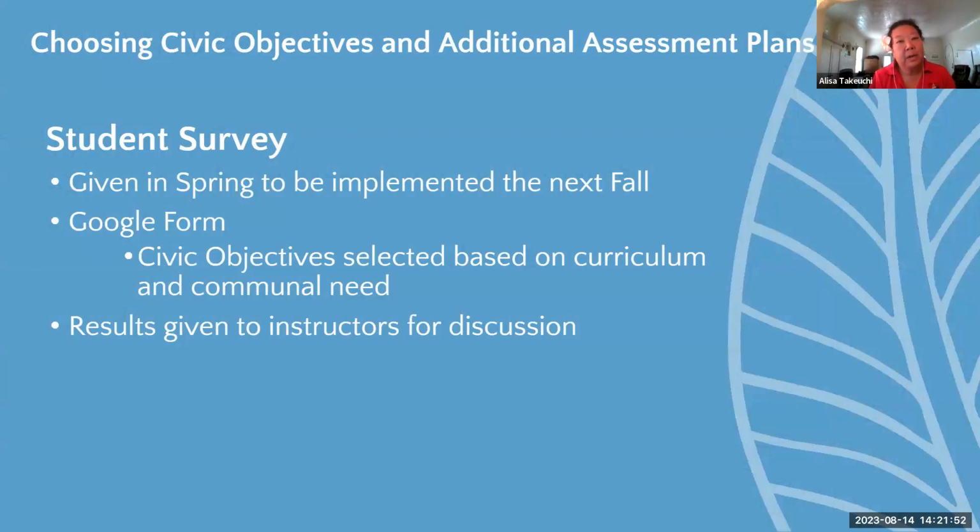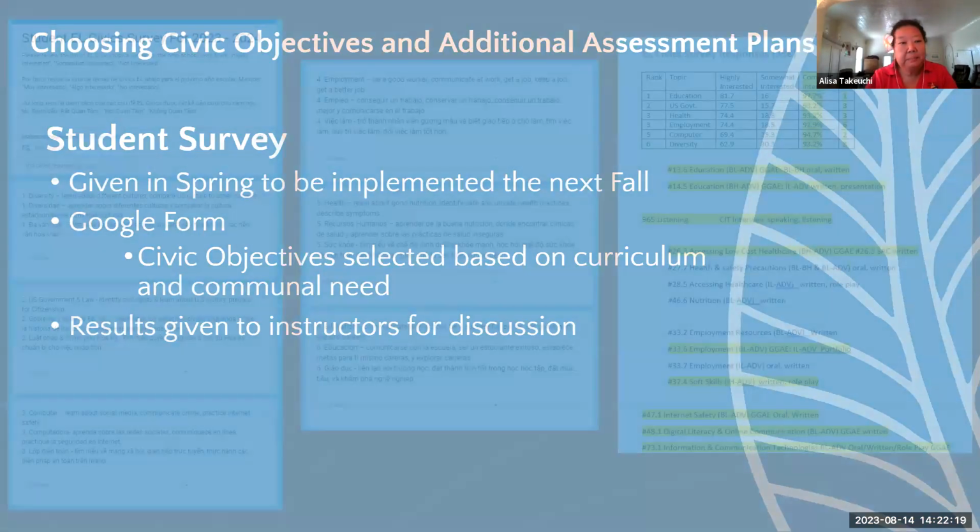And when we aggregate all the information, the ESL teachers get together at the end of the year, and we discuss which ones were selected as the top 3 or 4 choices. Then we go through the CASAS website, the rubrics of those particular civic objectives, and we choose which co-ops, which tasks, the students will actually perform for the next school year.